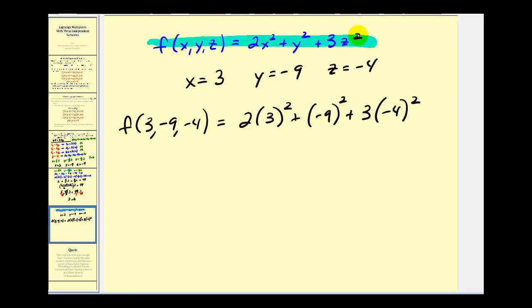So here's our original function. Here are the values that we found for x, y, and z. If we sub these values into f, we're going to get 147 as our minimum function value.